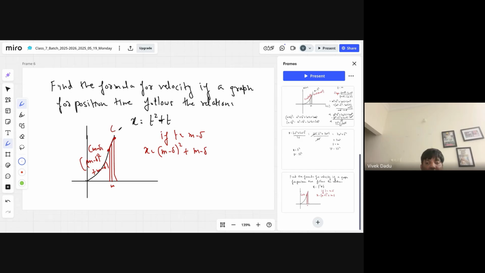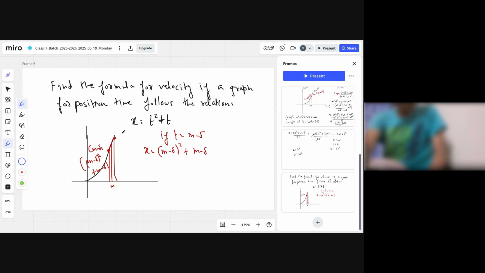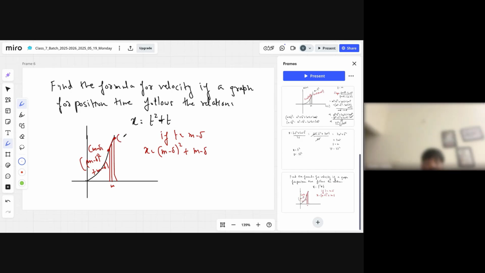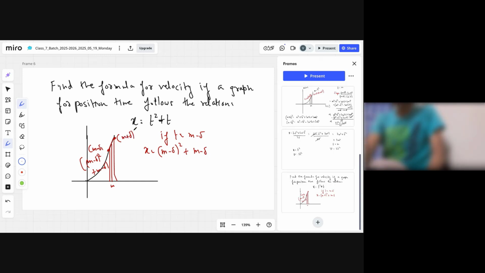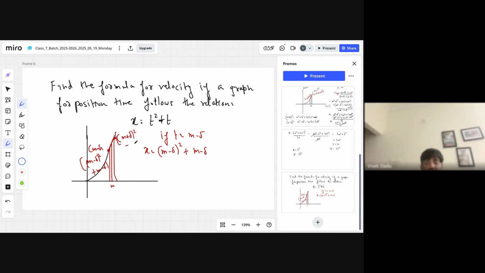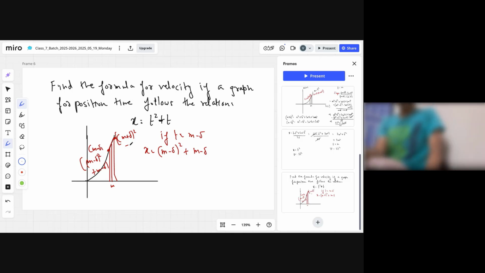Why did you kick me out? Because your camera was off. Sir, you turned it off to take the pics. Why? Sir, I have only one phone through which I'm attending.